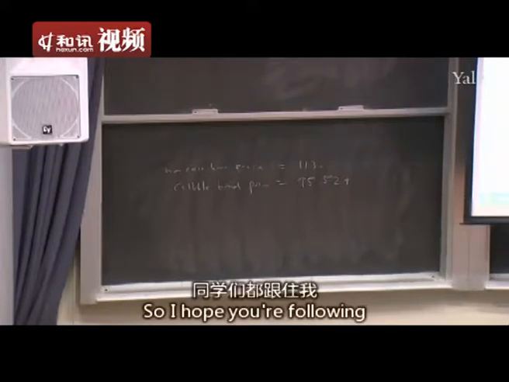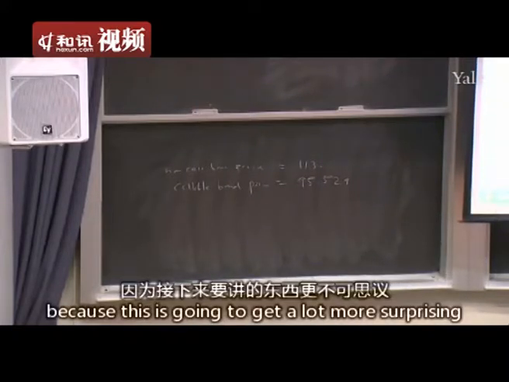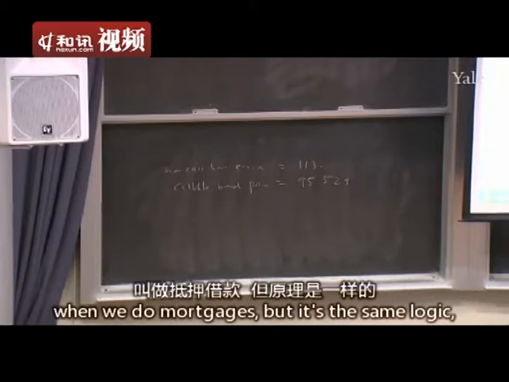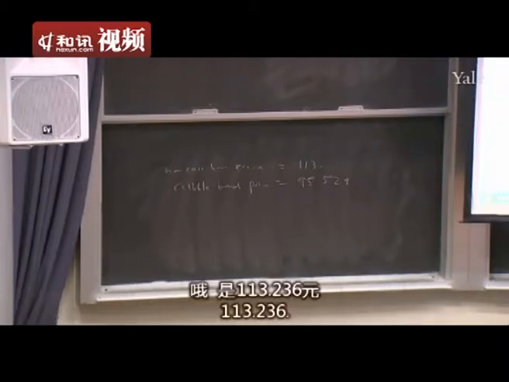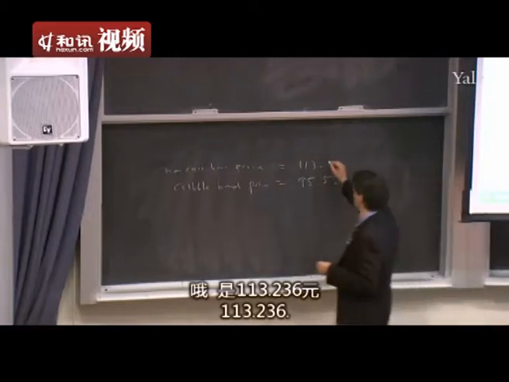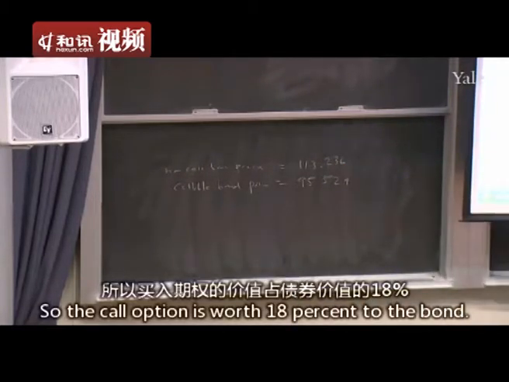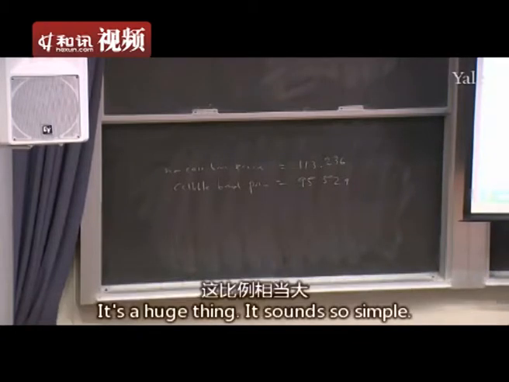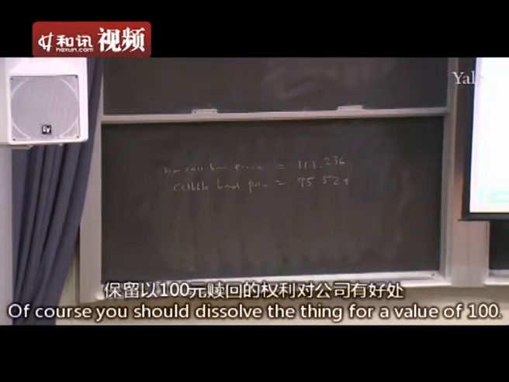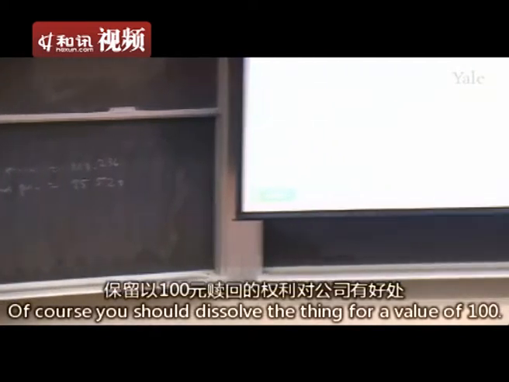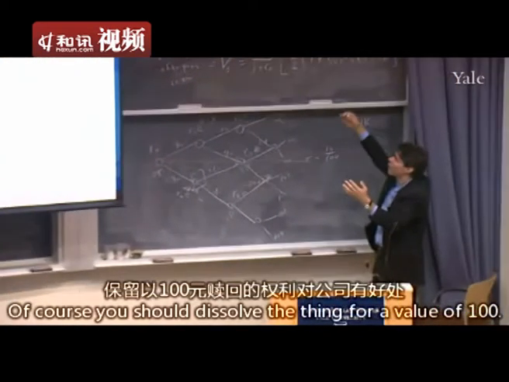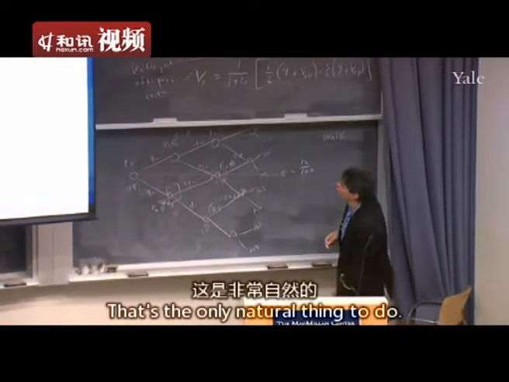Okay, so I hope you're following, because it's going to get a lot more surprising when we do mortgages, but it's the same logic: 113.236. So the call option is worth 18% of the bond. It's a huge thing. It sounds so simple. Of course you should dissolve the thing for a value of 100. That's the only natural thing to do.